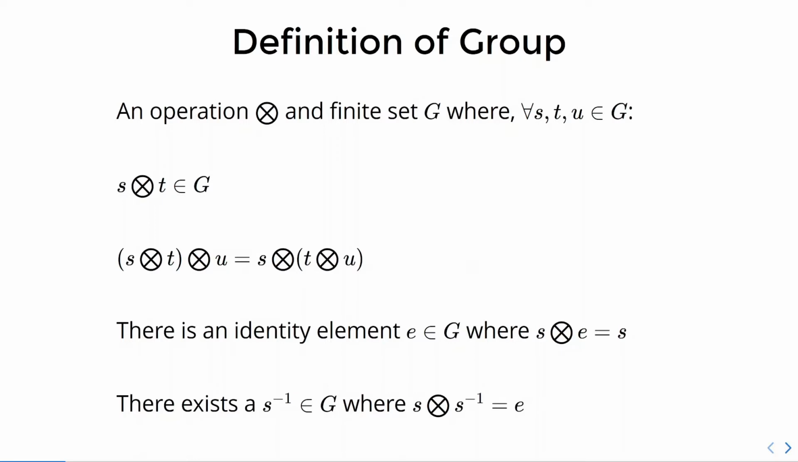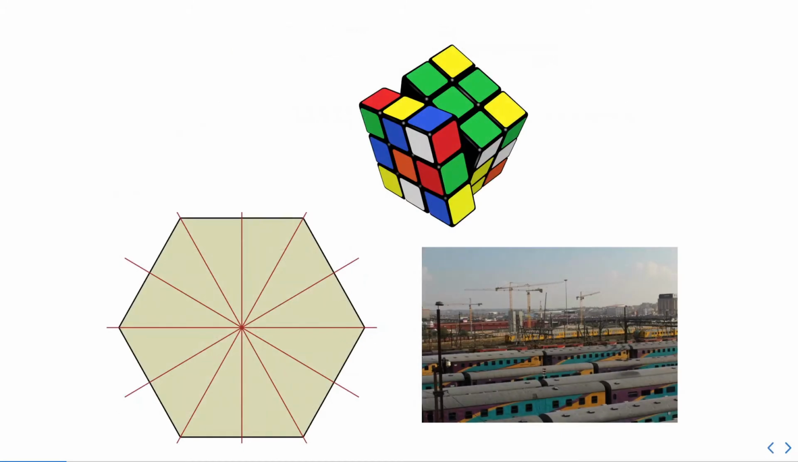Also, every element will have an inverse. So each reflection we can unreflect. In the case of rotations, we can rotate back. In the case of the Rubik's Cube, we can rotate and rotate back. So we can check each of these rules applies to our basic things.